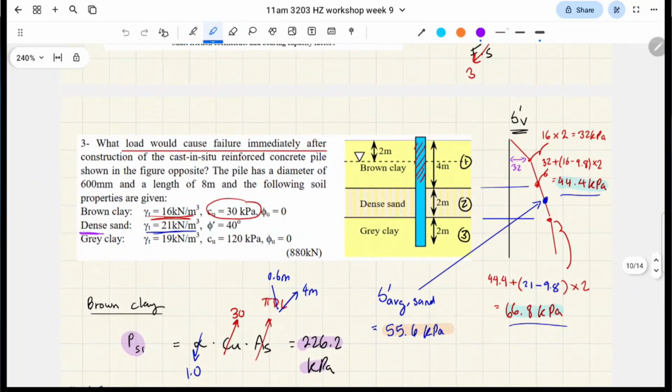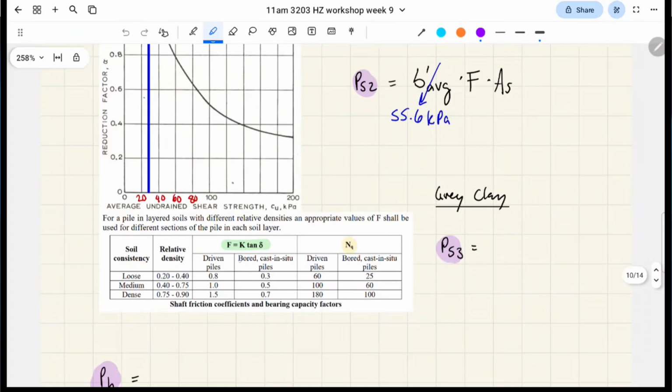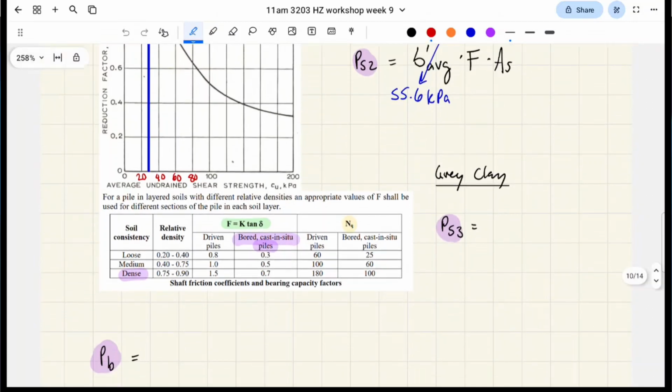Sorry, I didn't say this in the question earlier. But we have a cast in situ pile, and we have dense sand. So when we look at our graph, we're looking at bored piles, aka cast in situ, and we're looking at dense sand. So we also don't care about the Nq factor, the factor highlighted in yellow, because our sand layer is not the base. So we only care about the shaft factor, which is F.